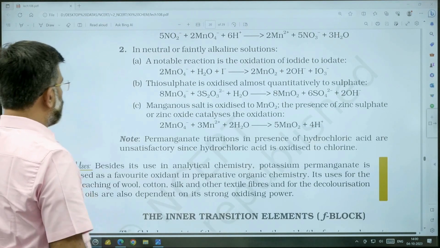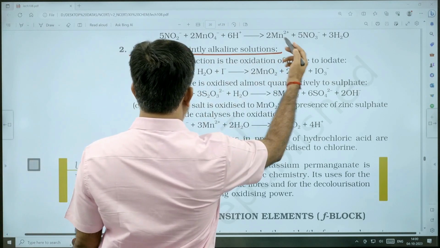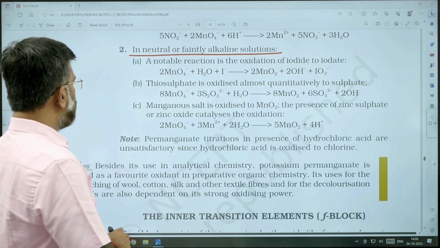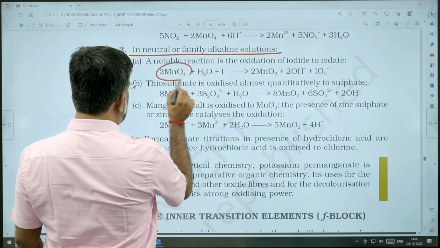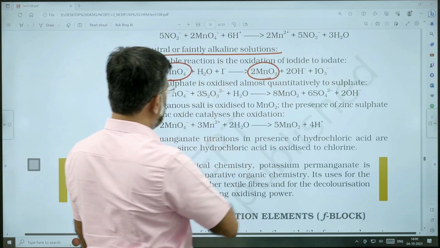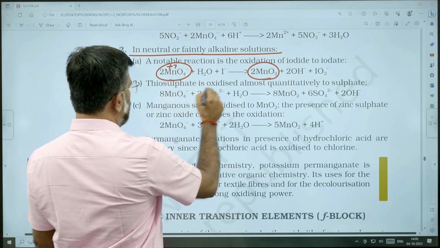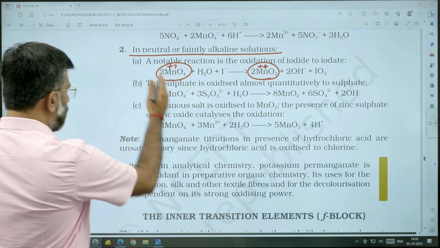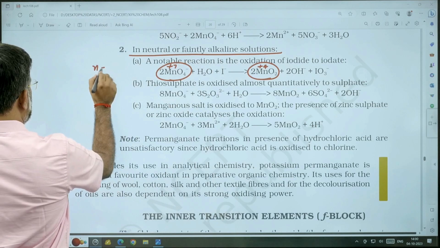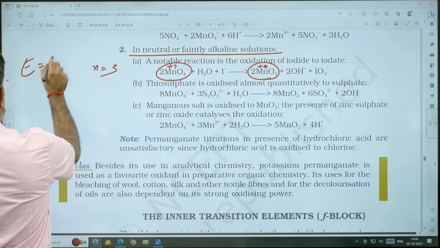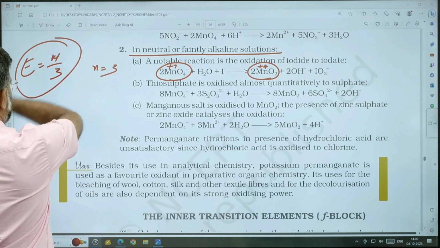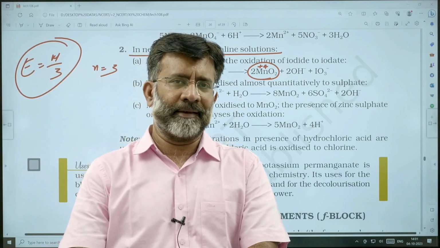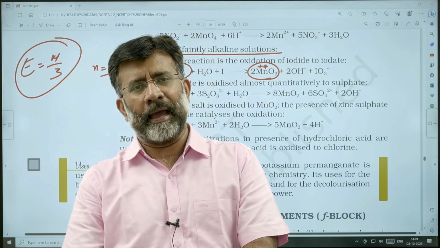What is happening in neutral medium or faintly alkaline medium? Here permanganate +7 is reduced to MnO2 +4. So what is the N factor? +7 to +4, N factor equal to 3. Therefore, equivalent mass is equal to molar mass by 3. That will be the nature of the N factor when you take neutral medium or faintly alkaline medium.